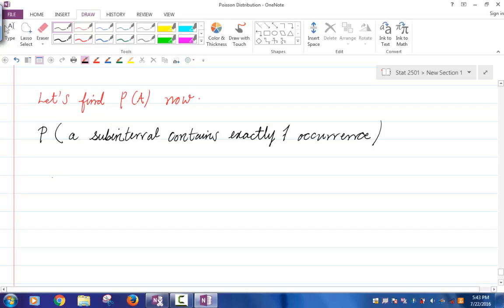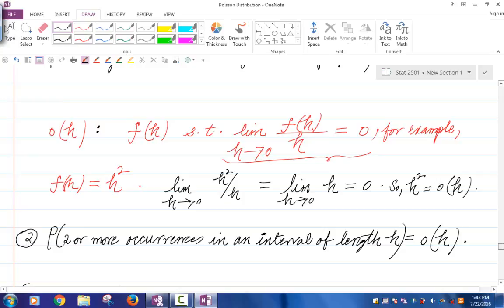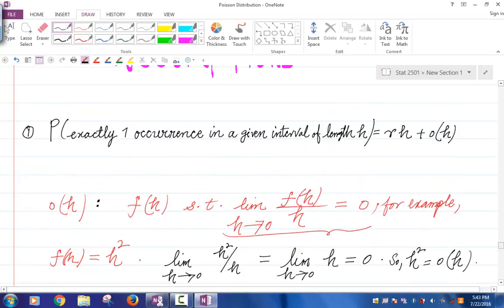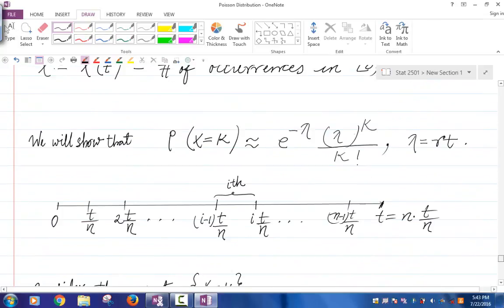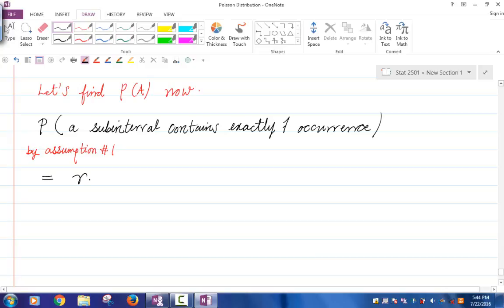Well, by assumption number 1, this would be equal to, remember the length of the subinterval is t divided by n, and let's look at assumption number 1. It says the probability of getting exactly one occurrence in an interval of length h is r times h plus little o of h. Now in our case, each subinterval has length t over n, so h is t over n. So this would be r times the length t over n plus little o of t over n.